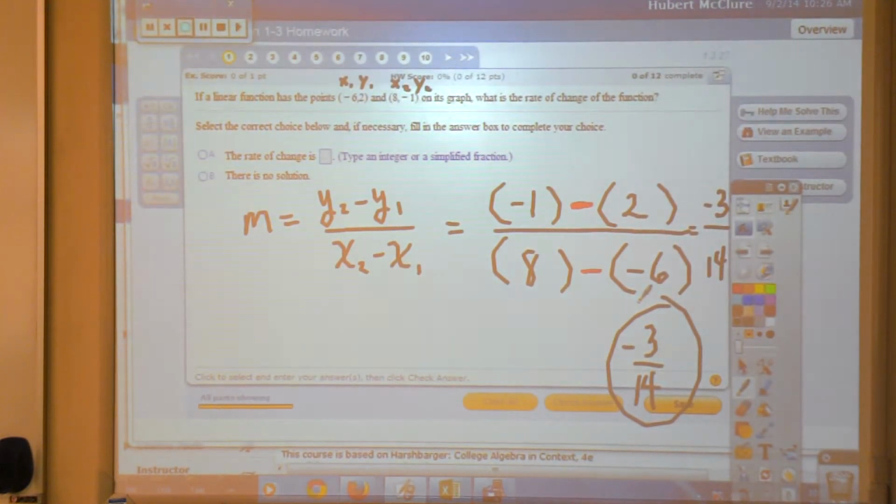You'll have 4,000 or 5,000 of those on your test. Because if you're a business major, you better not walk into a meeting and not be able to find the slope of the line. They'll laugh you out of the meeting.